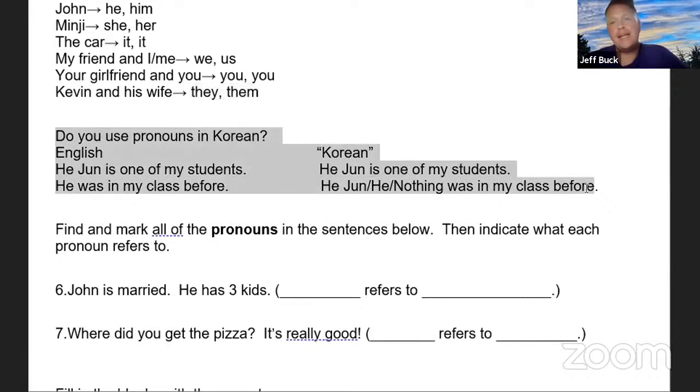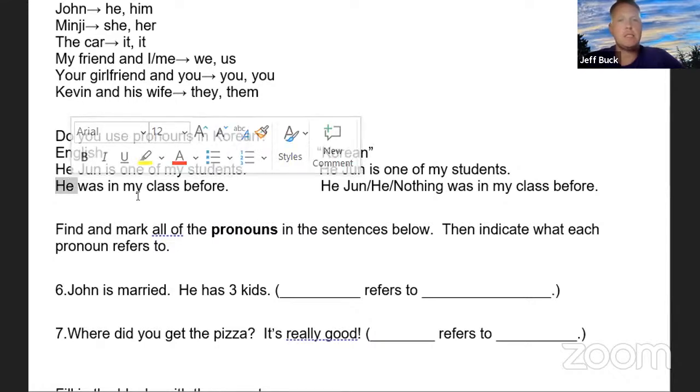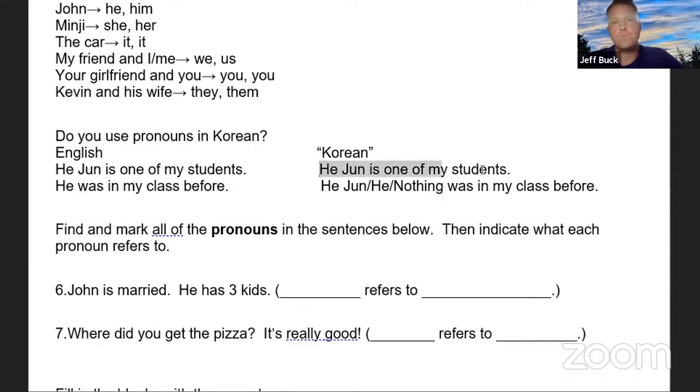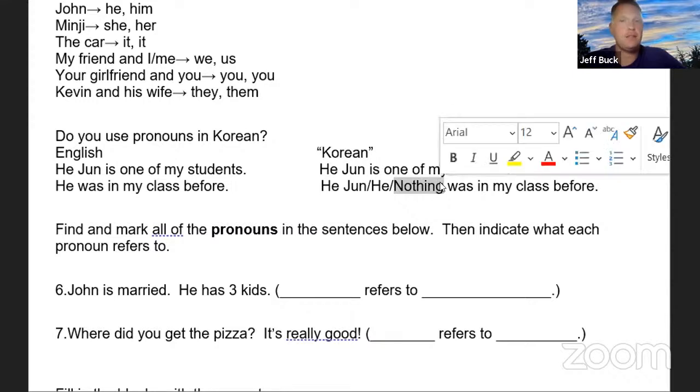So it's a good habit when you're studying a foreign language, in this case, English, to think about how your L1, your native language, your first language, compares to your L2 or target language. So my students are mostly Korean. So for example, in English, we would normally start with the person's name. He, June, is one of my students, and then switch to he or she. He was in my class before. But in Korean, they often would use nothing. They would just use the verb.